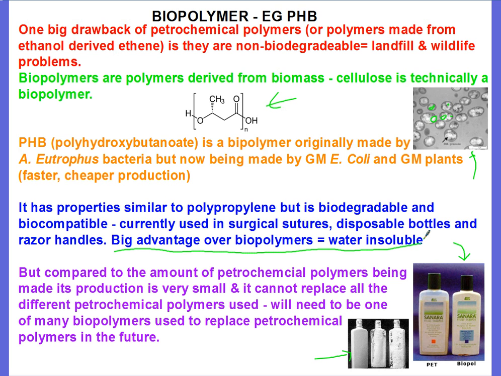Only problem with PHB is compared to the amount of petrochemical polymers being made, its production is still very small. It actually can be quite expensive compared to normal petrochemical polymers as well, and it's only got a limited number of properties itself, and therefore it can't replace all the different petrochemical polymers used. The key idea here is it needs to be one of the many biopolymers that we develop in the future to replace petrochemical polymers.